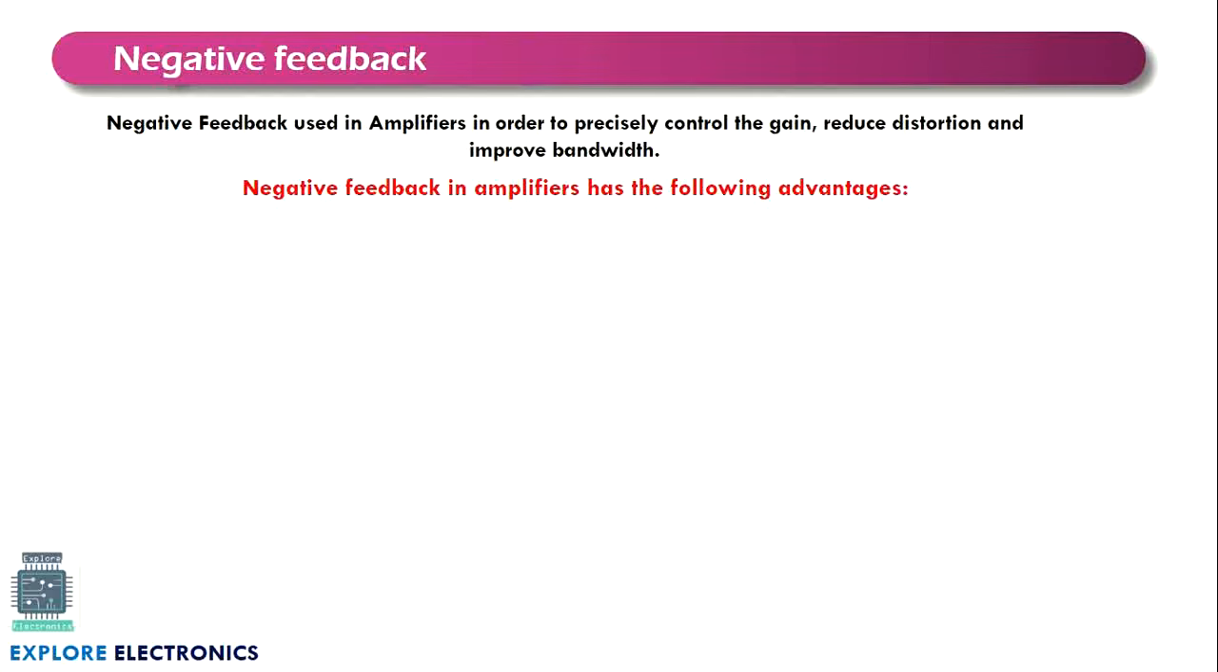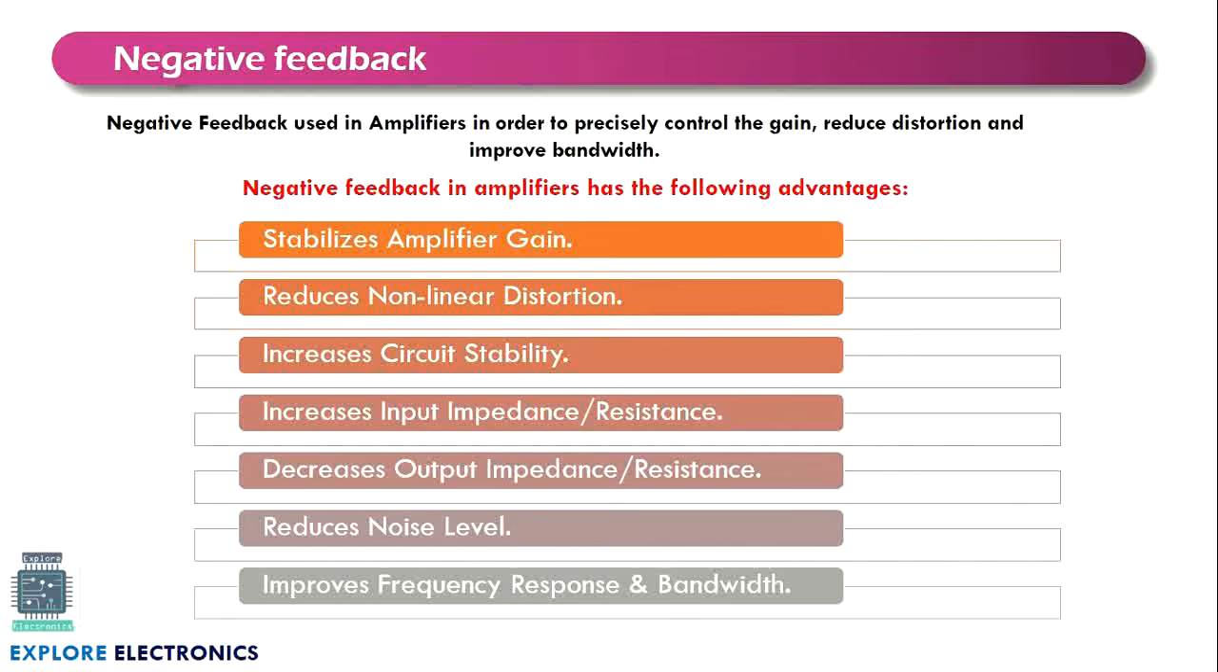In amplifier circuits we are always going to use negative feedback. What is negative feedback going to do? Why do we need to give negative feedback to an amplifier? These are the negative feedback amplifier advantages. If we give negative feedback to the amplifier, it stabilizes the gain of the amplifier. It reduces the nonlinear distortions or the noise coming to the amplifier. And the negative feedback circuit increases circuit stability and also increases input impedance or resistance.